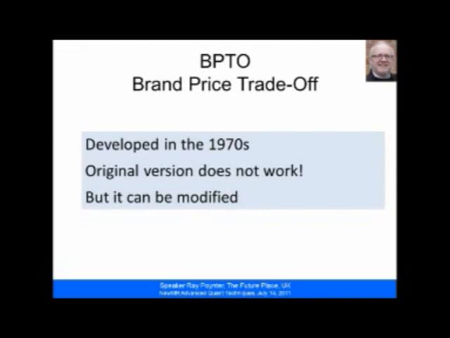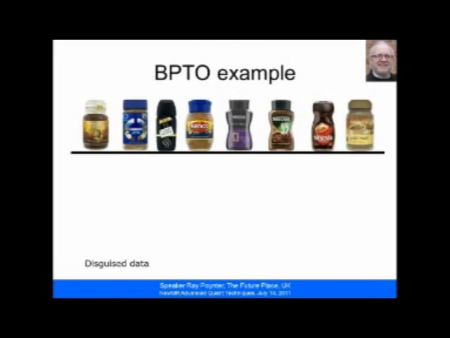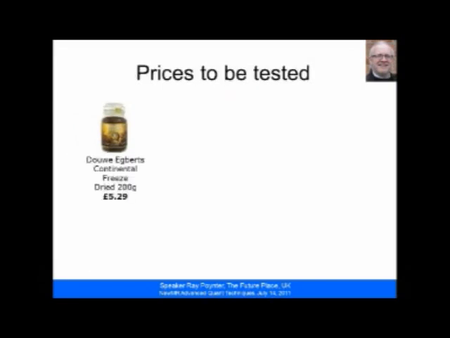And I'm also going to suggest to you how it can be modified to make something that is actually much more useful and much more practical. So here's an example from some disguised data. It was actually tea, not coffee, so that's how strong the disguise was, talking about brand price trade-off and how it works. So imagine that we're looking at a set of coffees.